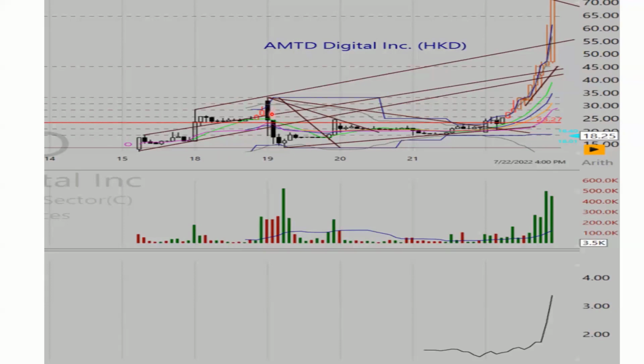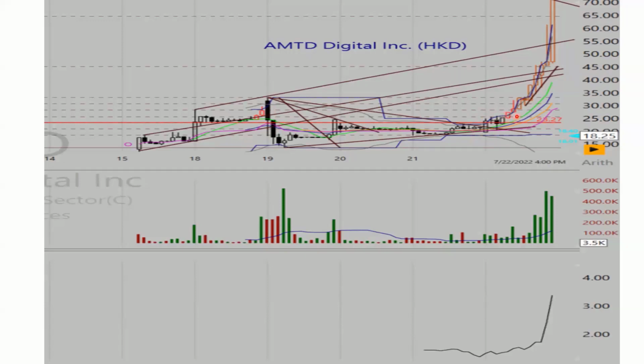And look at this, though. Here's your cup. Here's your handle forming right here. I always want to know 50% of that base. Where did the bulls start to take control of this base? And when I got a buy signal on this, right above 23, in the 23 to 25 range, I picked up some shares of this thing.